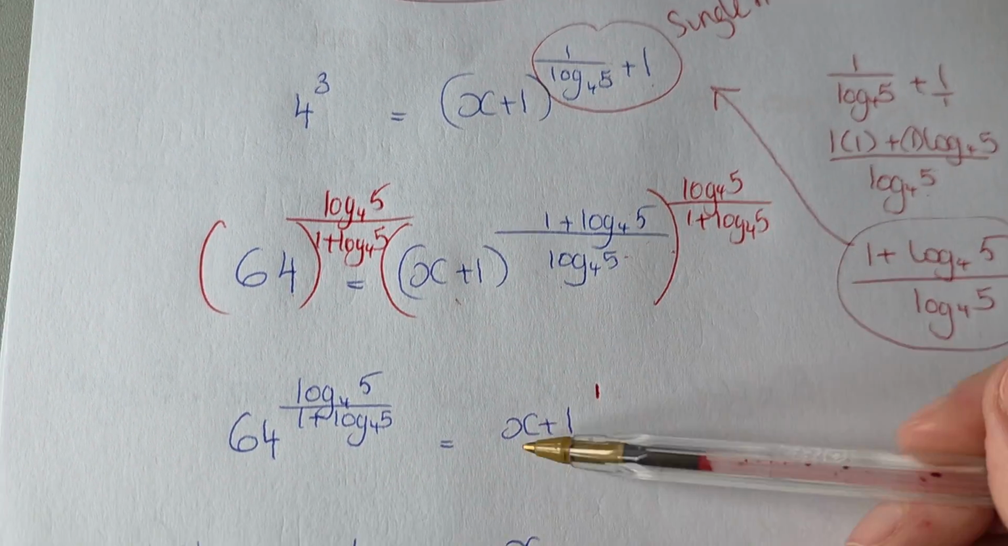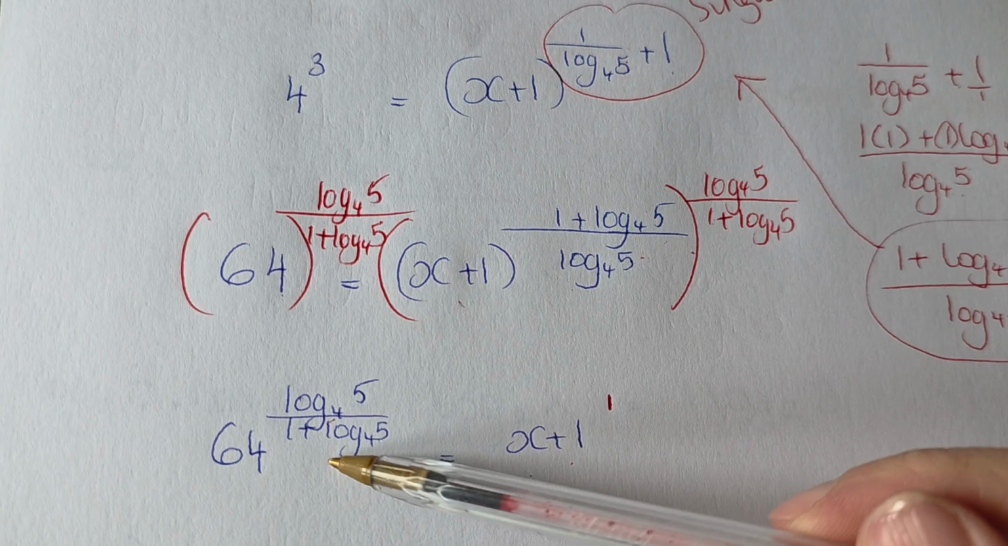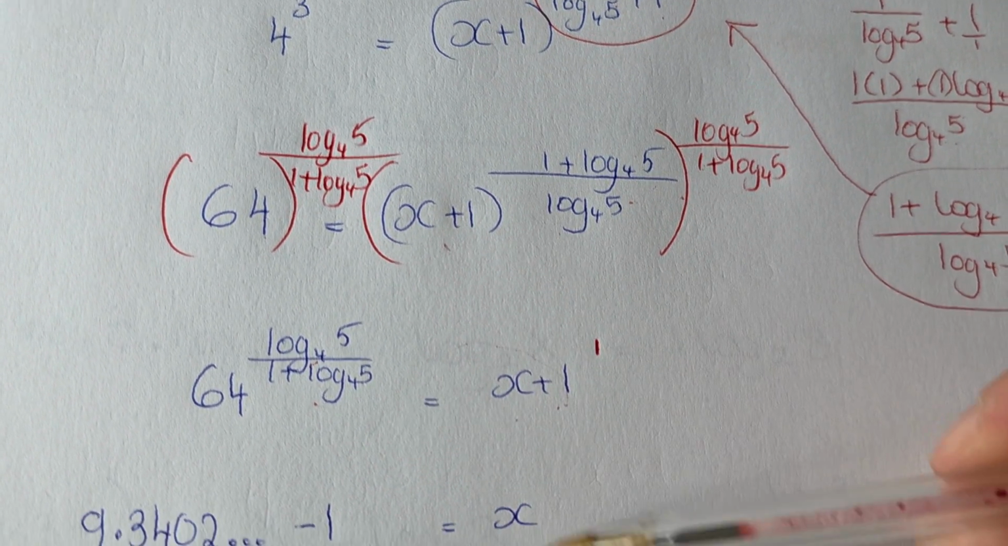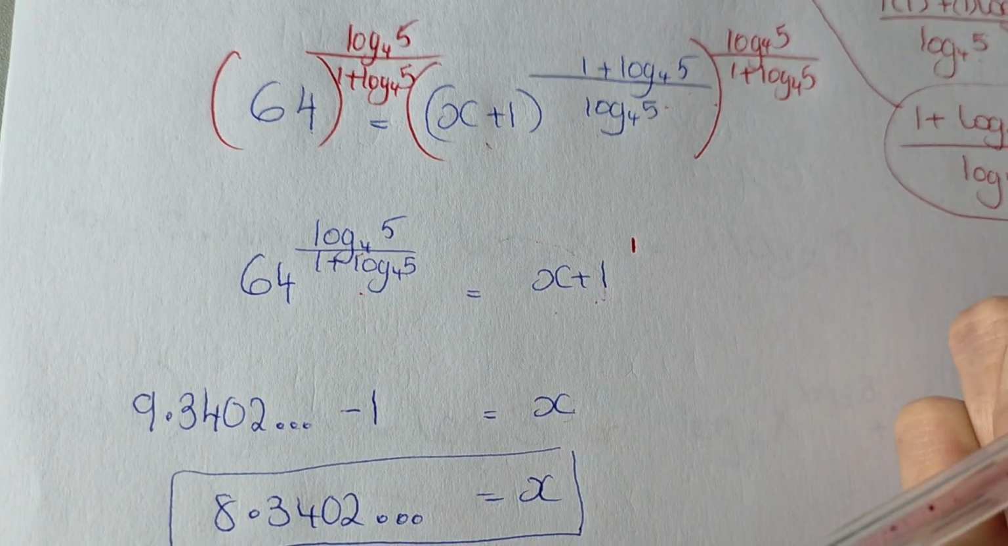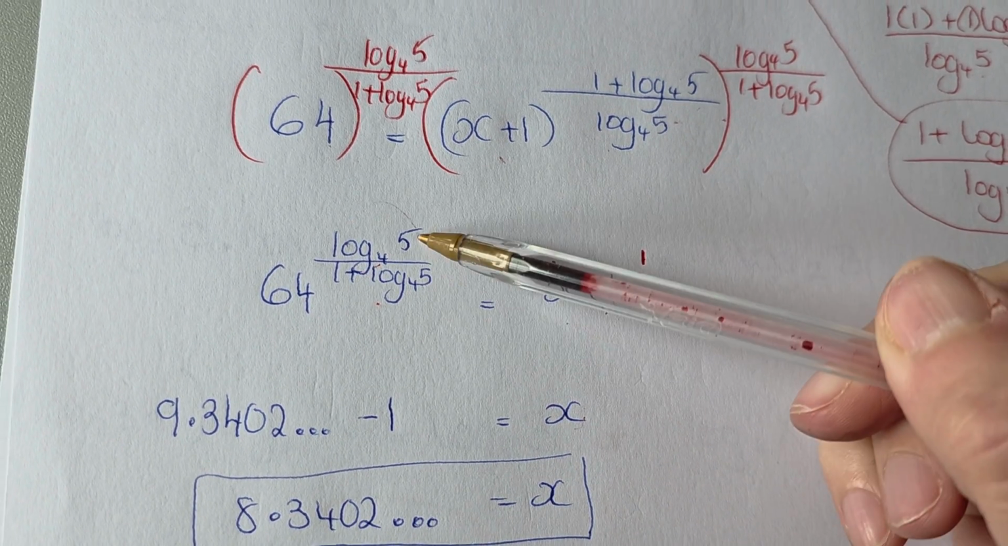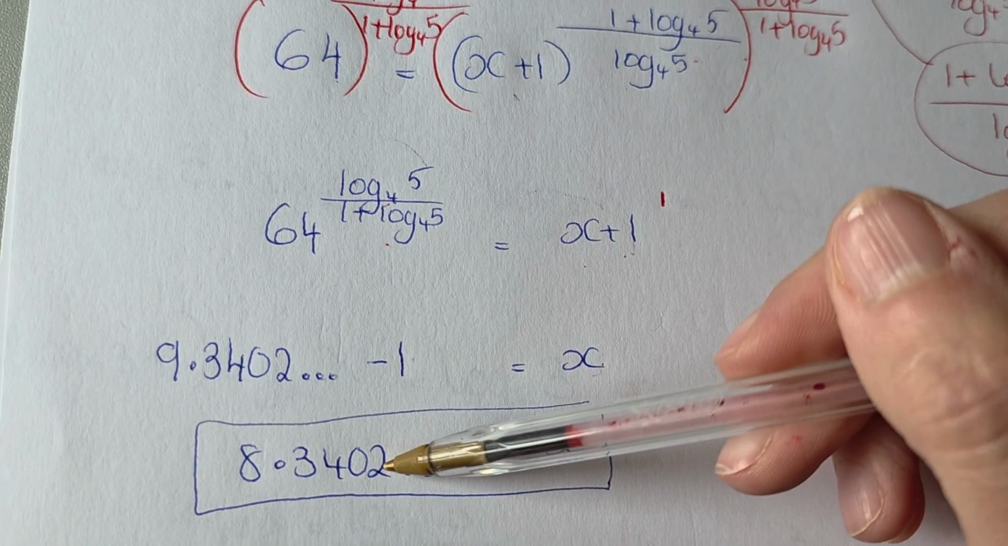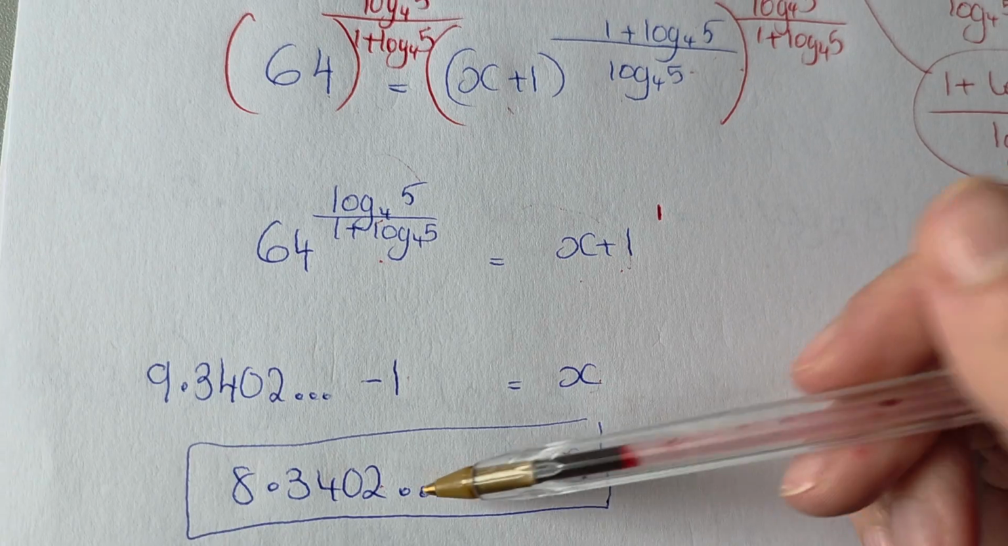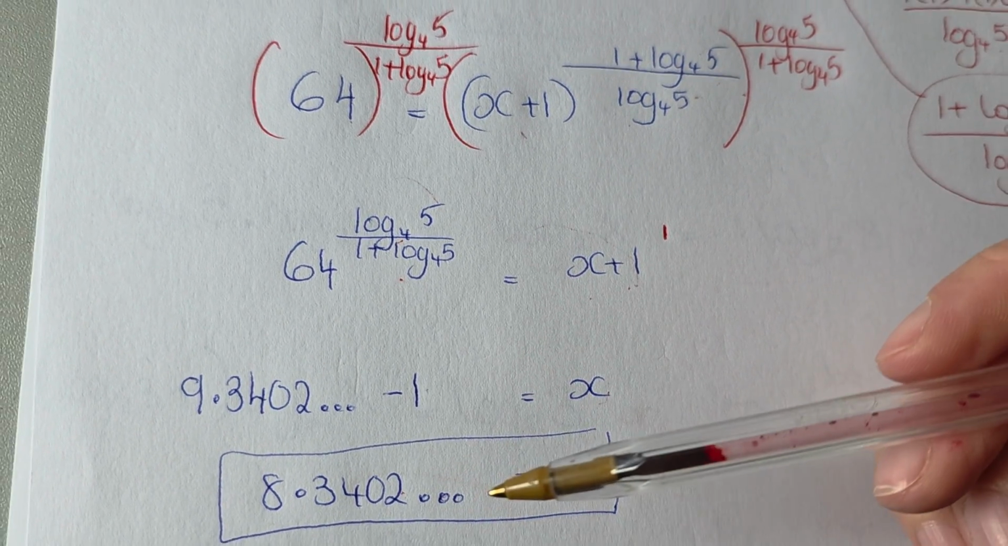Okay? So now I'm left with x plus 1 is equal to the left-hand side. Bring over the 1 and subtract it to get x on its own. And then you can put it into your calculator. So it'll be 64 to the power of this, take away 1, and you get your 8.3402. That is the exact same answer as when I did it the other two methods as well.